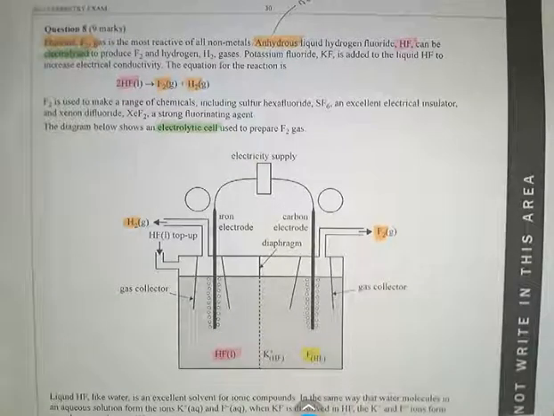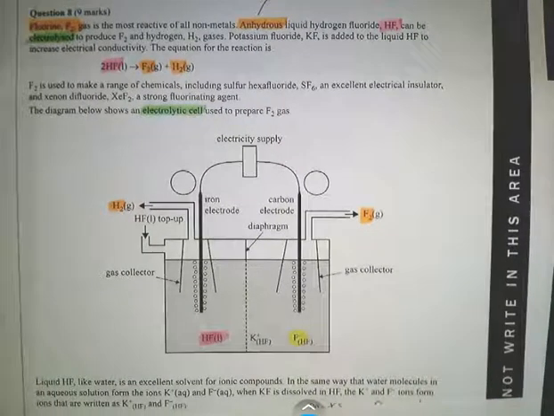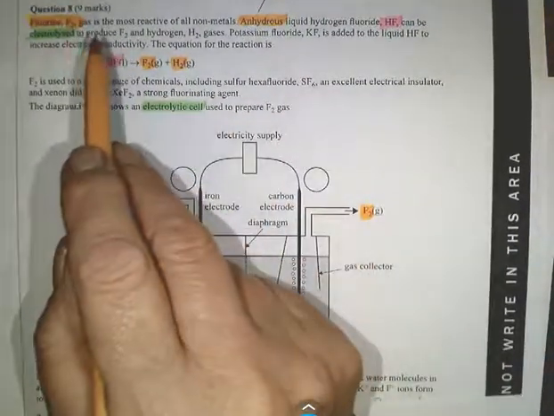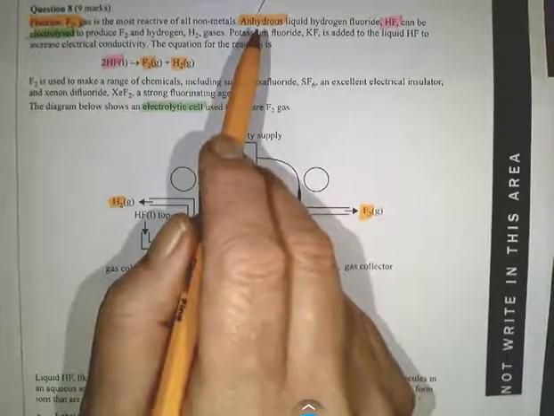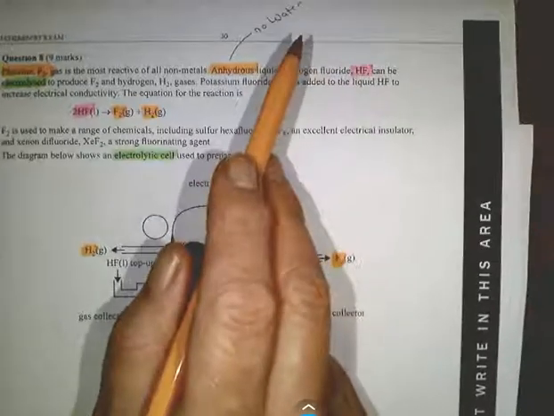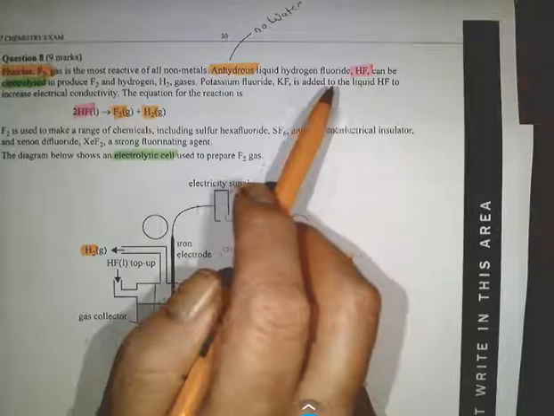Okay, this is the 2017 question 8, 2000 Victorian question 8. Fluorine gas is the most reactive of all non-metals. Anhydrous, which means without water. So you've got anhydrous, liquid hydrogen fluoride.